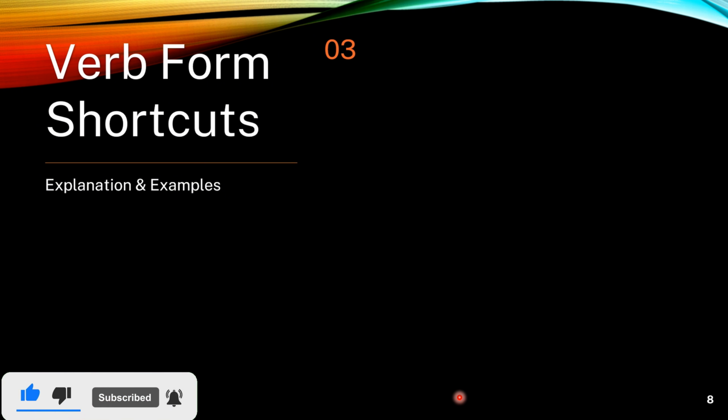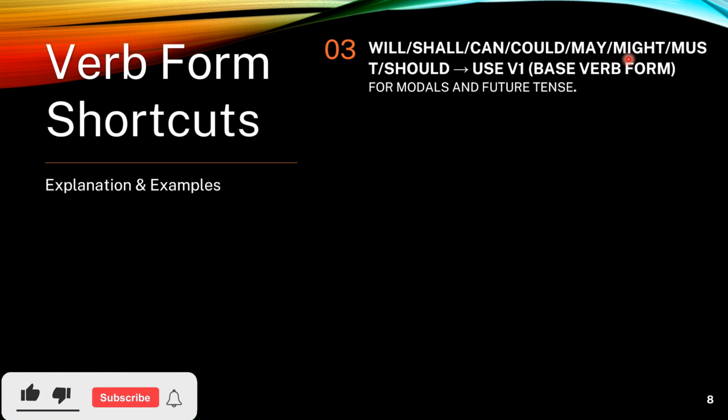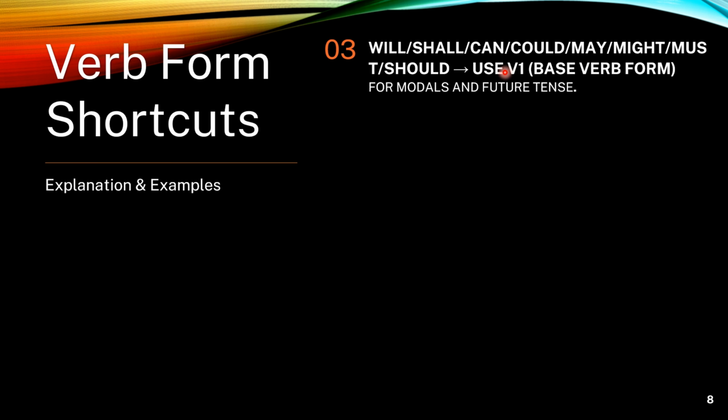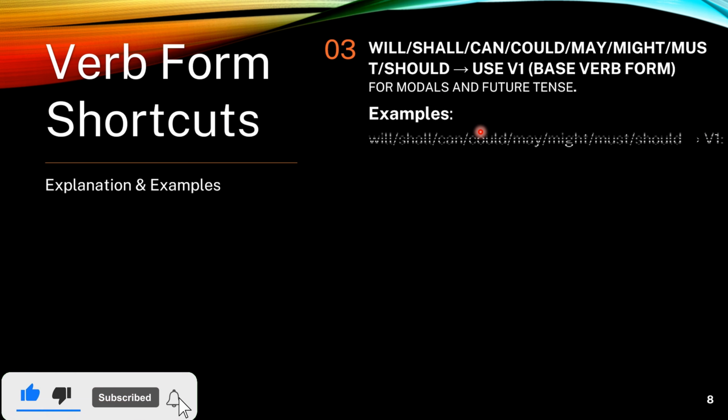Let's understand the third point. In our third point, we have will, shall, can, could, may, might, must, should. Whenever you see all of these words, you need to go with the verb first form, which we normally call the base verb form, right? So the first form of the verb. Let's understand with some examples.